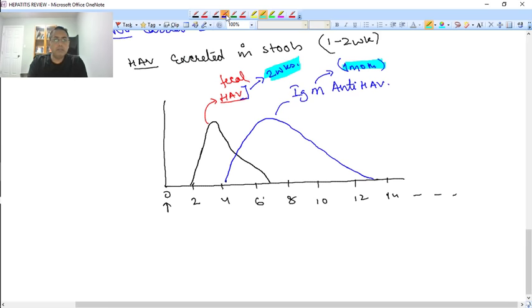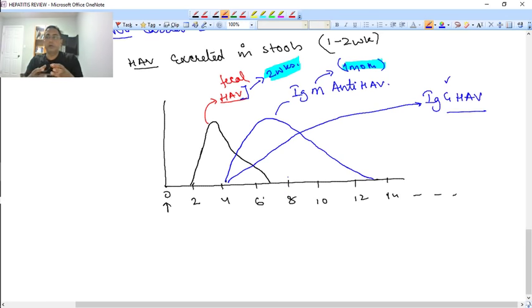I don't think there's a bigger question on IgG antibodies. They also come around the same time, the 4th or 5th week, and they stay for a particularly longer time. These are the IgG anti-HAV antibodies, and they stay on for a longer time. That tells you about a long-term earlier infection. So if we find IgM antibody, it tells us about acute infection.